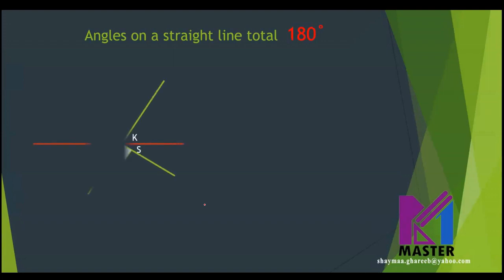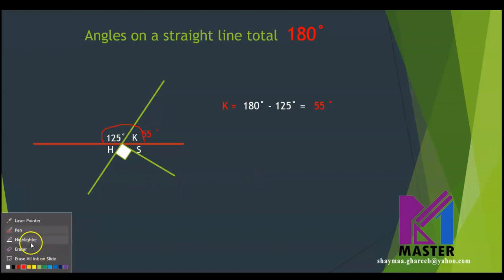Now let's see one more example. Look at this diagram and let's identify the size of each angle here. We are going to calculate each one. Let's start with the red line, angle K. Look at the red line. We have two angles, 125 and K. So in order to calculate K, 180 minus 125, which is 55 degrees. Okay, so now we know that angle K equals 55 degrees.